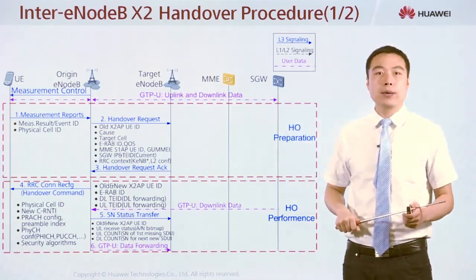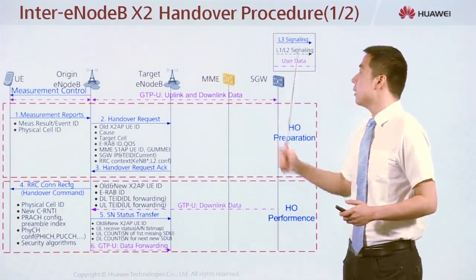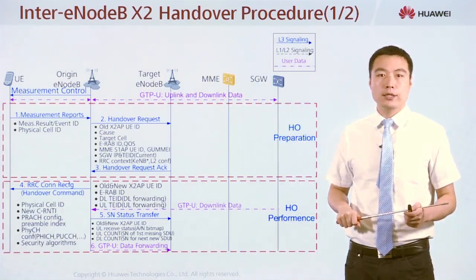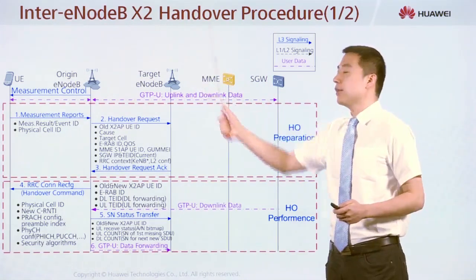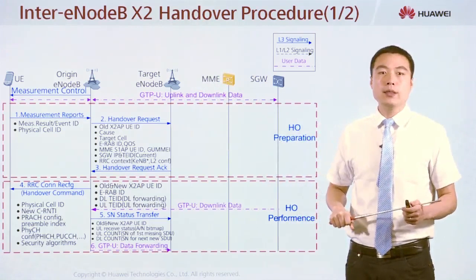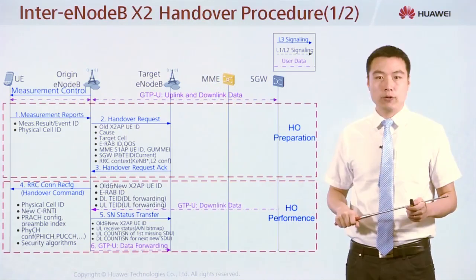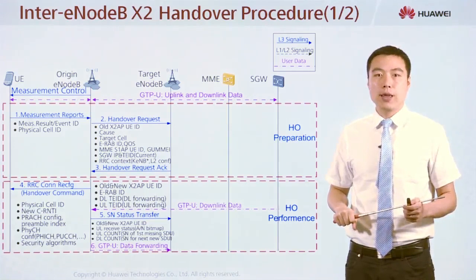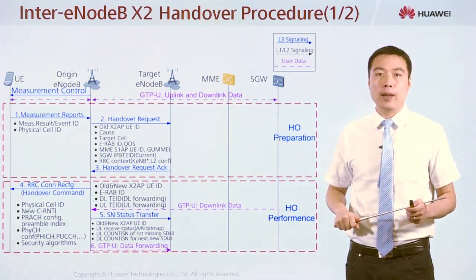For the inter-eNodeB handover, we have two types. One is X2-based inter-eNodeB handover. Another one is S1-based inter-eNodeB handover. If two different eNodeBs already have the X2 interface, and we hand over between these two eNodeBs, then we consider this kind of handover as X2-based inter-eNodeB handover. Otherwise, if these two eNodeBs don't have an X2 interface, then we call this kind of handover S1-based inter-eNodeB handover.